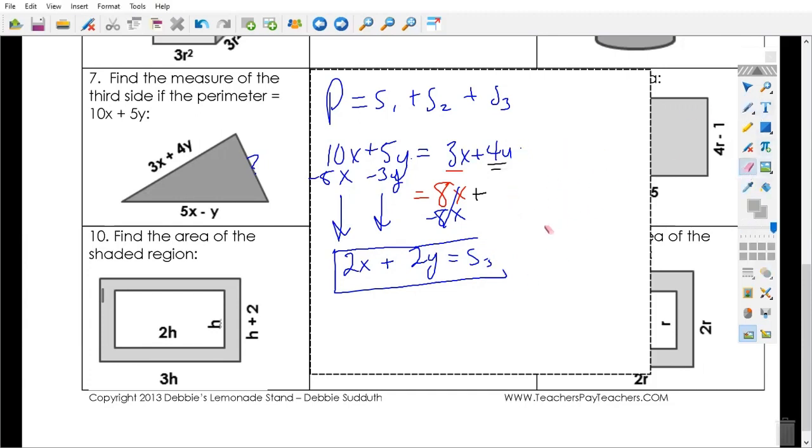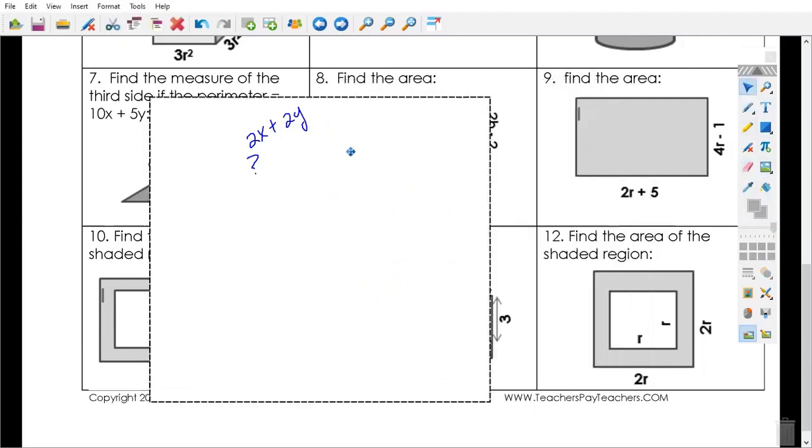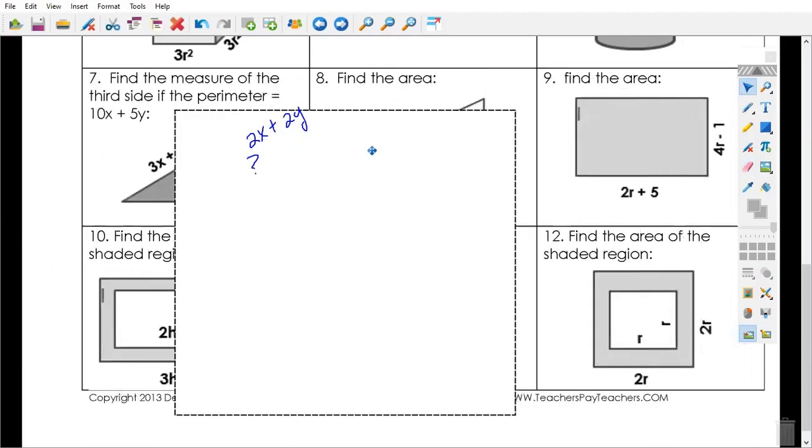Let's try another one. Okay. Romeo, oh, I meant to write my answer. What was the side? 2x plus 2y. Yeah, I just wrote it on the side. Thank you, guys. All right. This one.